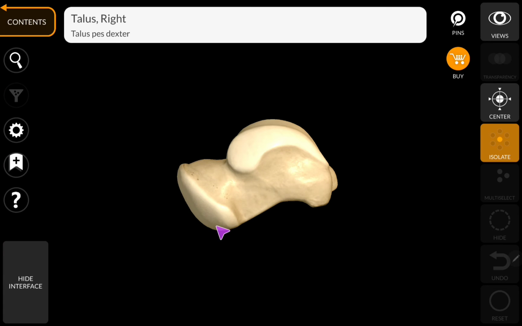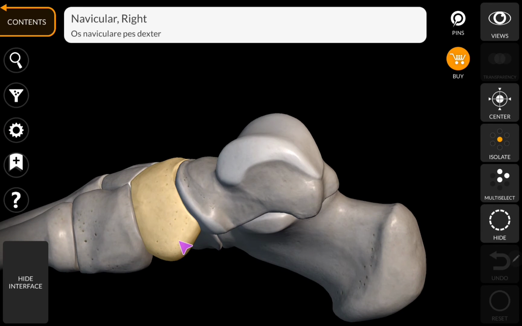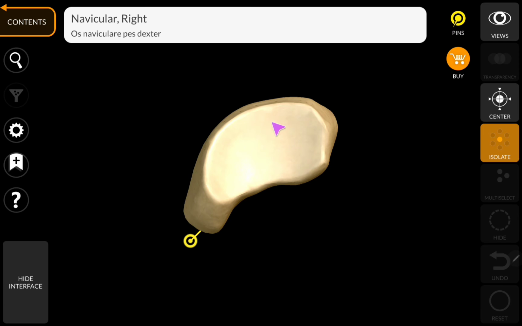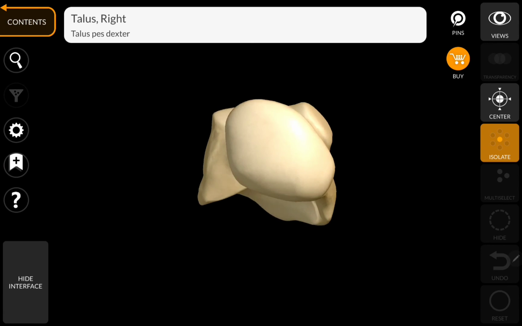This convex articular facet articulates with the corresponding articular facet found on the proximal part of the navicular bone. As you see here, this is the navicular bone, right? It has an articular surface on its proximal part. So the head of the talus articulates with the articular facet found on the proximal part of the navicular bone. Now coming to the undersurface of the head.